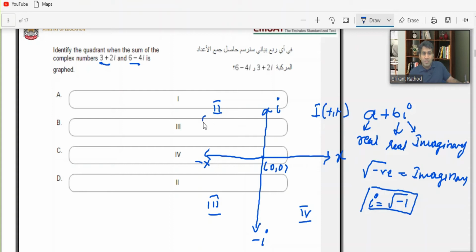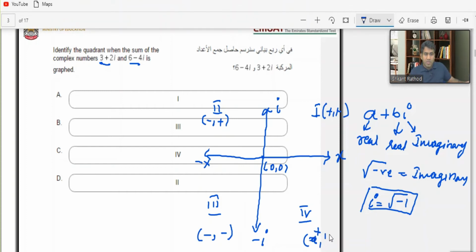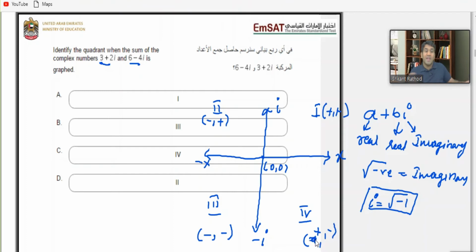In the second quadrant, the value of x is negative, but y, our imaginary number, is going to be positive. In the third quadrant, both the value of x and the imaginary value are negative. And in the fourth quadrant, the value of x is going to be positive, but the imaginary number is going to be negative. I'm talking about the sign, whatever those values are, but their signs are positive or negative, and based on this it works.